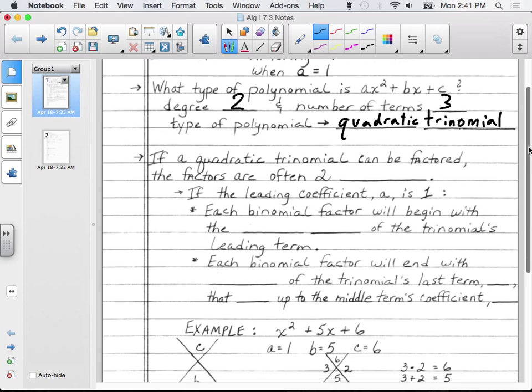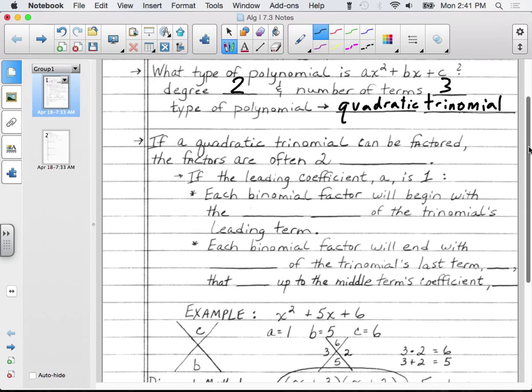When we factor quadratic trinomials, more often than not, we're going to get an answer that is made up of 2 binomials. So we're going to have one binomial times another binomial as our final answer. Isn't that what we've been getting? Not always.